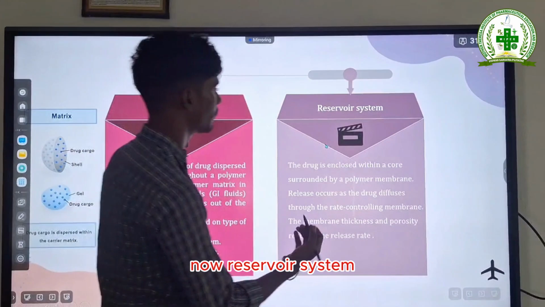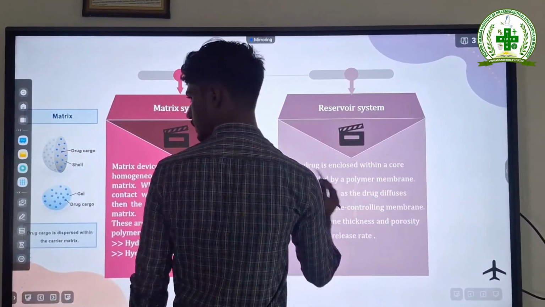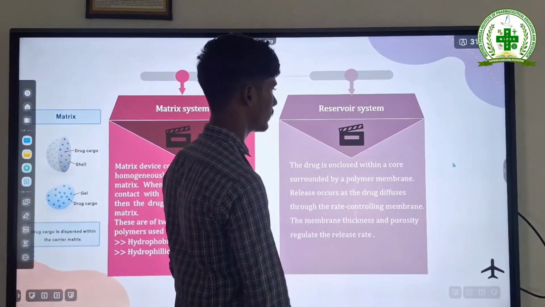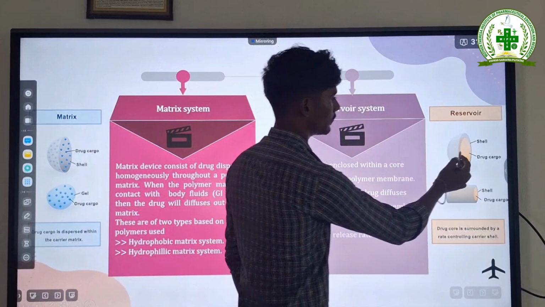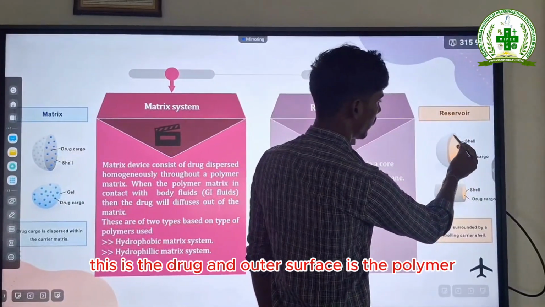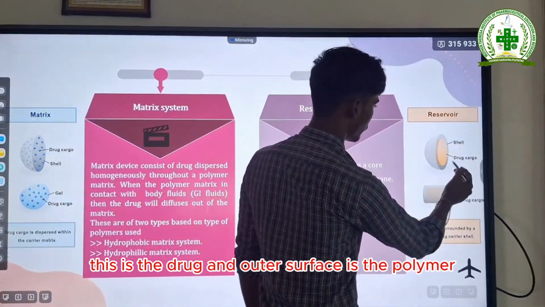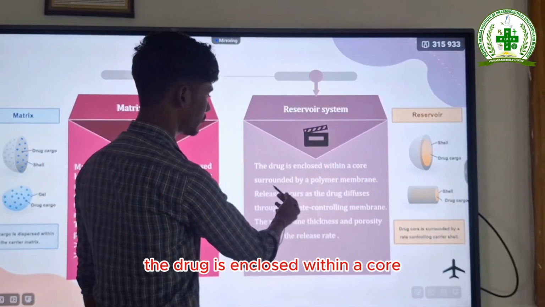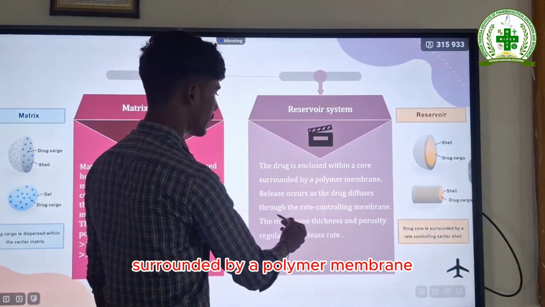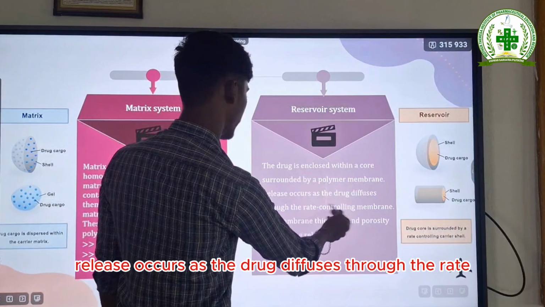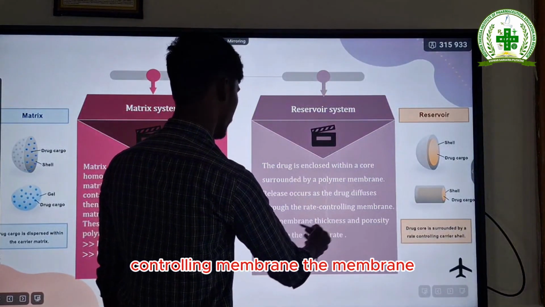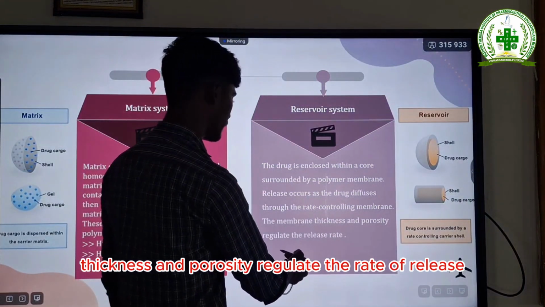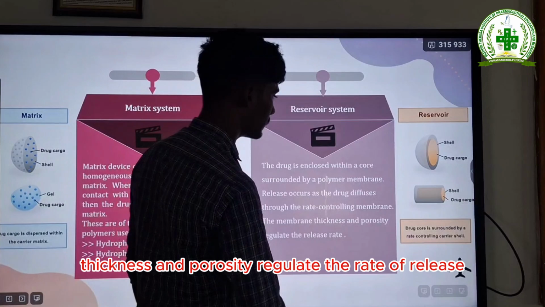Now, reservoir system. In reservoir system, this is the drug and the outer surface is the polymer. The drug is enclosed within a core surrounded by a polymer membrane. Release occurs as the drug diffuses through the rate controlling membrane. The membrane thickness and porosity regulate the rate of release.